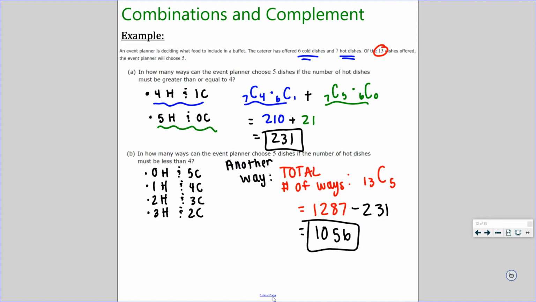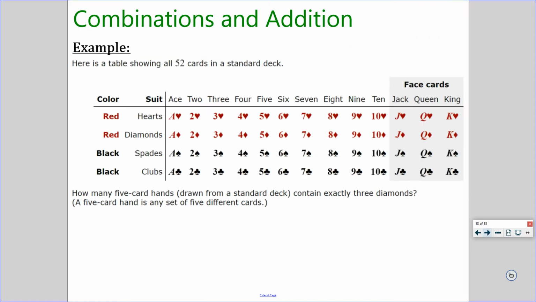Okay, let's try some with cards. Okay, so the table is just again showing you the standard deck of cards, the suits, spades. Oh yeah, those are the suits. I'm like, why am I trying to say suits? Suits and then all the number values and the face cards.